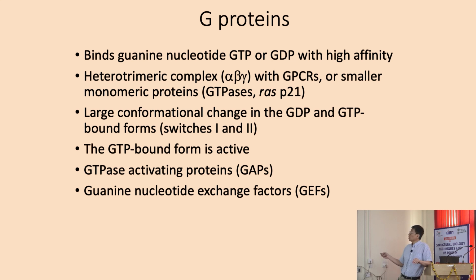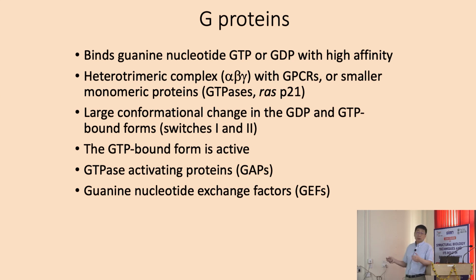So the G proteins coupled to the receptor are heterotrimeric complexes: G alpha, G beta, G gamma, three subunits. There are also smaller monomeric proteins, so-called GTPases, even though the GTPase activity is quite slow. But anyway, you'll see that. For example, one of them is very, very famous, RAS p21, which I'll show you in a later slide.